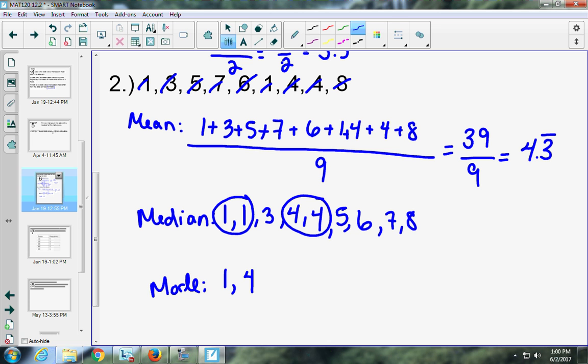If I go back to finding the median, once again I'm going to cross out in pairs. Cross out the smallest and the biggest, the smallest and the biggest. I continue with this until I find the number in the middle. And in this case, because there was an odd number of data, there were 9 data items, there's only one number in the middle, 4. So the median is 4.